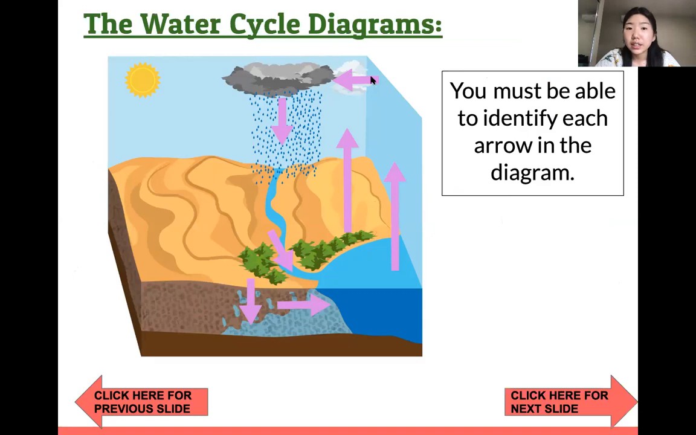So you can see that this arrow is looking at the clouds, this one is pointing to the raindrops, this one, the arrow is coming out of the trees. This one, the arrow is coming out of the water. This one is pointing to the water that's flowing down the river. This one is pointing to water that's sinking into the soil. This one is pointing to water that's all underground. So looking closely at the diagram, you will have to identify each arrow in the diagram for your exit ticket.